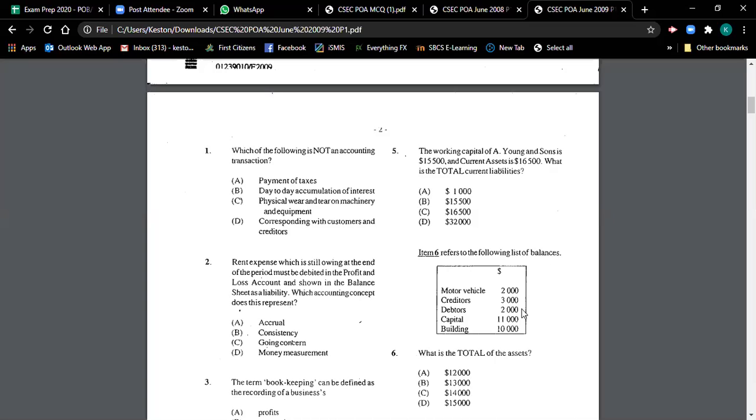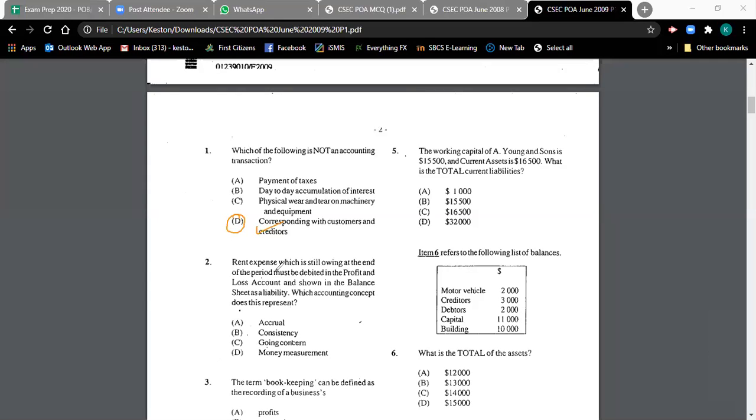Which of the following is not an accounting transaction? D. Corresponding with customers. Very good. 2. Rent expense, which is still owing at the end of the period, must be debited in the profit and loss account and shown in the balance sheet as a liability. Which accounting concept does this represent? Yep, accrual. That's correct.